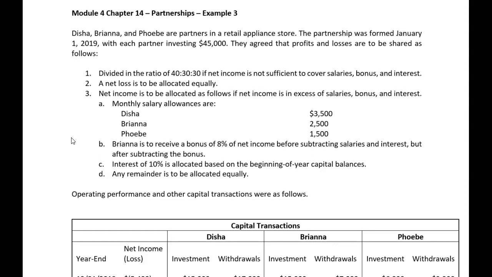It is merely distributing the income out of income summary to each of those capital accounts. So here we have 3 partners in a retail appliance store partnership. It was formed on January 1st of 2019, with each partner investing $45,000, so they're even at that point. Here are some of the terms of the partnership. The net income is divided 40-40-30 if it's not sufficient to cover salaries, bonuses, and interest. Net loss is allocated equally.